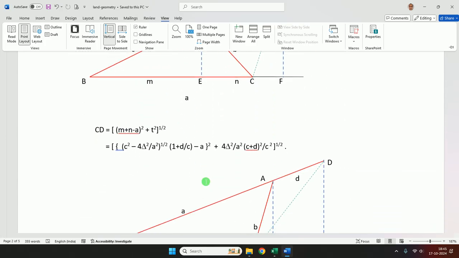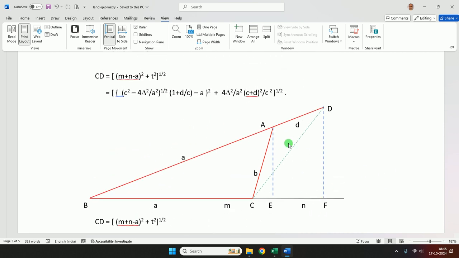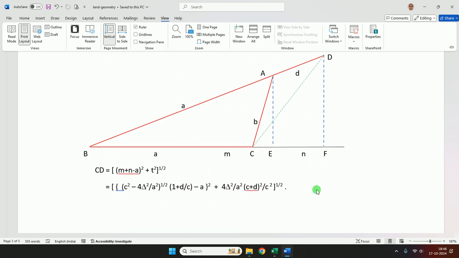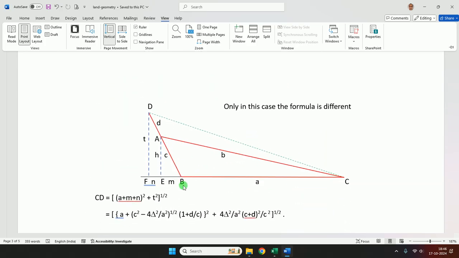So this is one situation. Another situation is that both the altitudes are falling on the right. In that case also, FC is this one, A is this one, and BE is M and EF is N. So it is M plus N minus A. So again this formula is this, but because it is inside a square, it is the same as A minus M minus N. So this formula is also the same. So only for this obtuse angle will the formula be different.